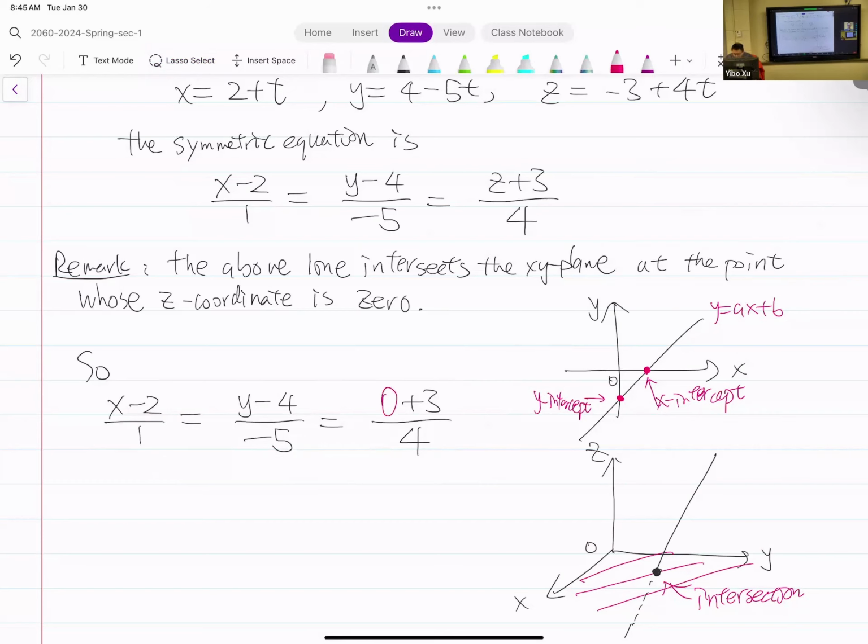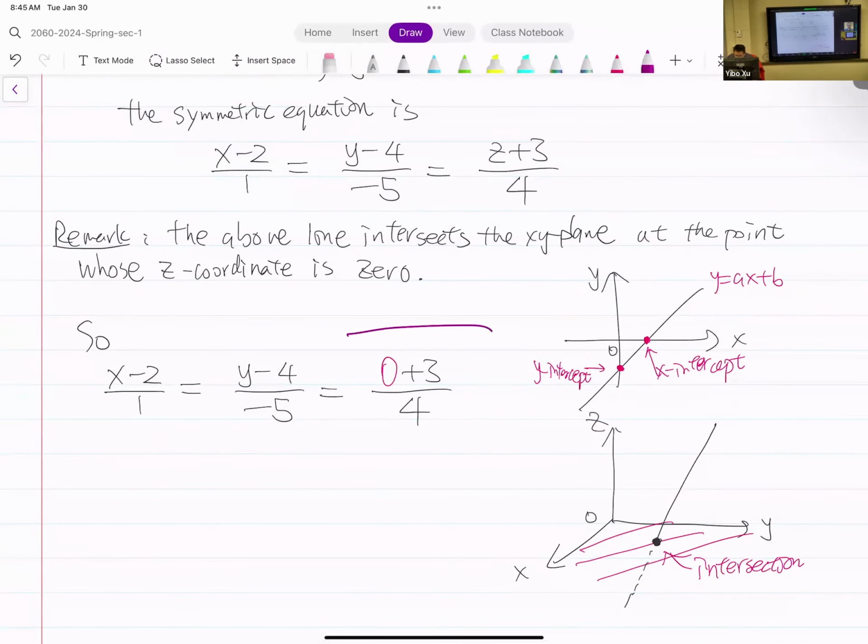And we realize that here we actually have two different equations. The most right-hand side is actually a constant, 3/4. We notice that 3/4 is equal to x minus 2, so the most left-hand side is x minus 2 over 1, which equals the 3/4 right here. This is 0 here to indicate that we have three parts of the equation, so the middle part also has to equal this 0 plus 3 over 4.